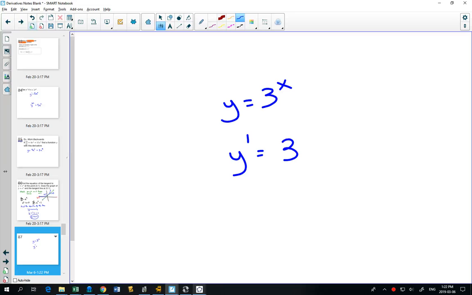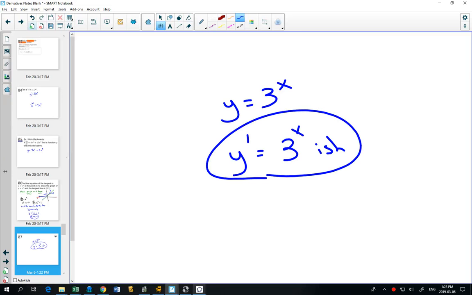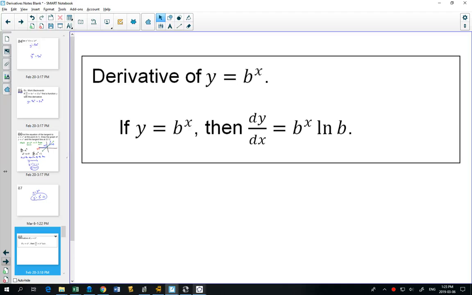Oh, that's good. 3 to the x-ish. Sure, that'll be well seen everywhere. They'll like that a lot, right? In fact, you might start using it on all of your answers. You just add ish to the end of everything. But it's really close. So here's something new for everybody. If we do have a different base, then your derivative is going to be b to the x times the natural log of b.